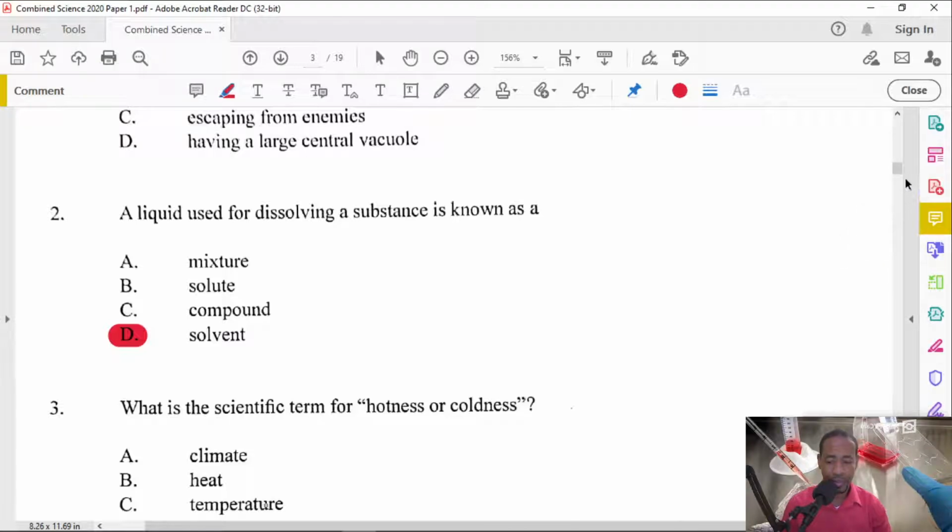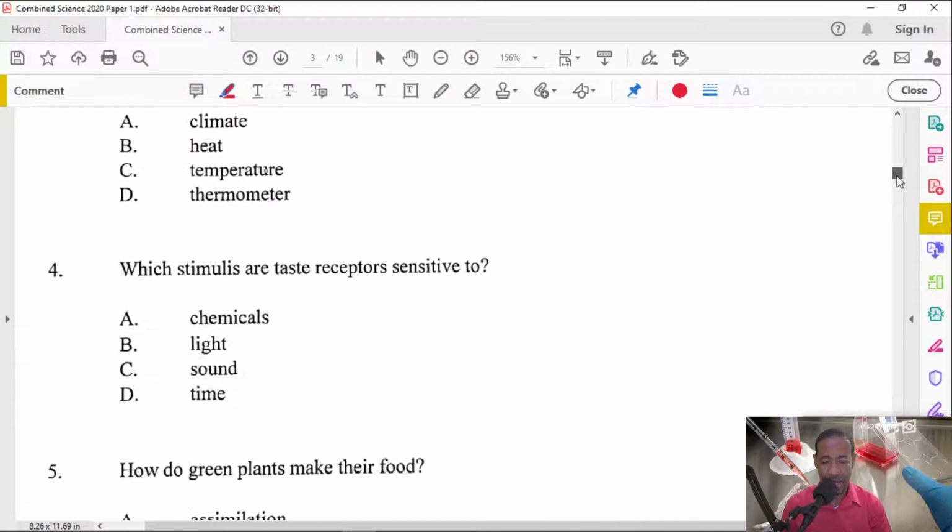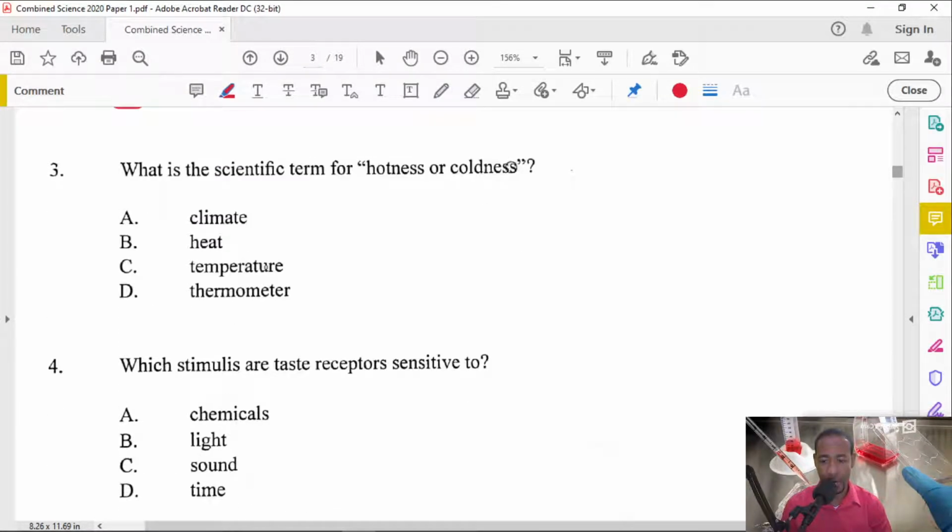Now for question number 3, let's look at that one right there. It asks, what is the scientific term for hotness or coldness? The degree of how hot or how cold something is, is the temperature of that thing. So temperature is the correct answer. A thermometer is used to measure how hot or cold the substance is, but the degree of hotness or coldness is the temperature.